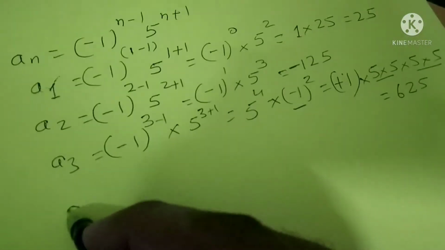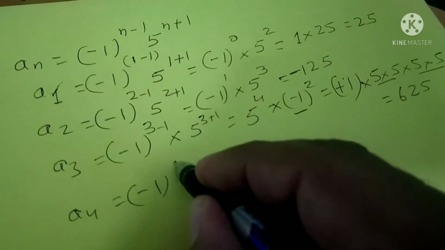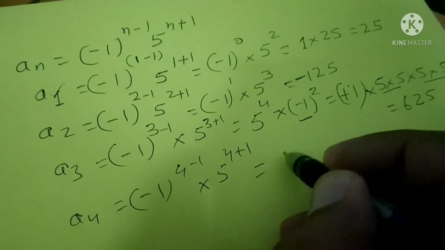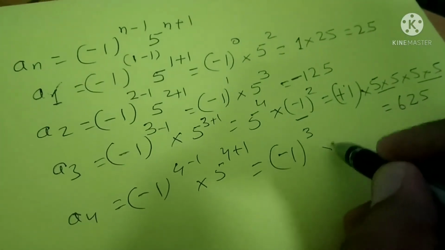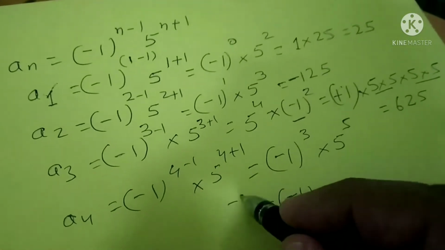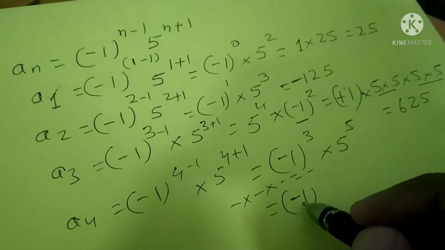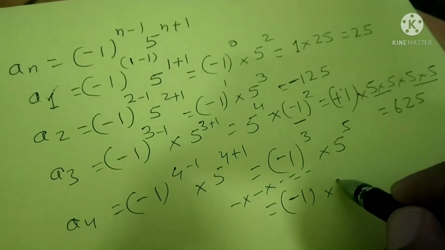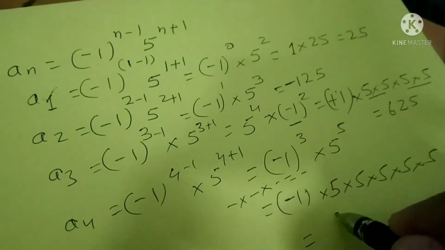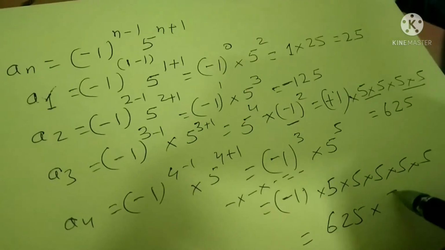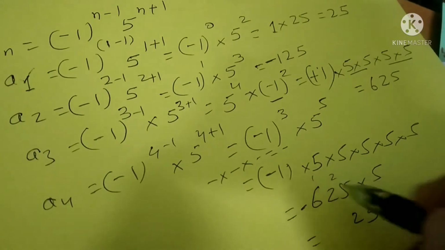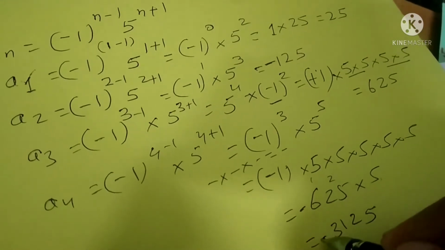So a4. Now a4 is equal to (-1)^(4-1) into 5^(4+1). So this is equal to (-1)^3 into 5^5. This is equal to minus 1, because minus into minus into minus is minus. So minus 1 will come here, and here 5 into 5 into 5 times. So this is equal to 625 into 5. So this is 5 times 5 is 25, 5 times 2 is 10 plus 2 is 12, 5 times 6 is 30 plus 1 is 31. So 3125.